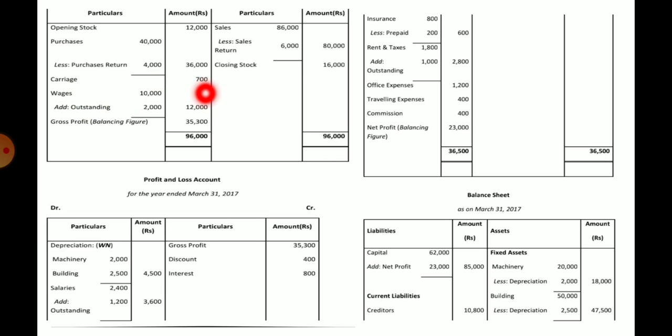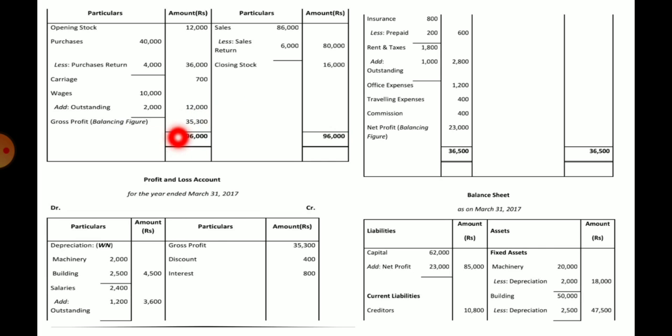Carriage is a direct expense, wages is a direct expense. As we know, there is an adjustment in the wages, that is outstanding wages 2,000, it will be added back. And on the credit side, sales less sales return 80,000 and closing stock. Okay, so there is an adjustment about the closing stock, it is not mentioned in the trial balance, so it will be written here. So we will get our gross profit, which is a balancing figure of both sides.